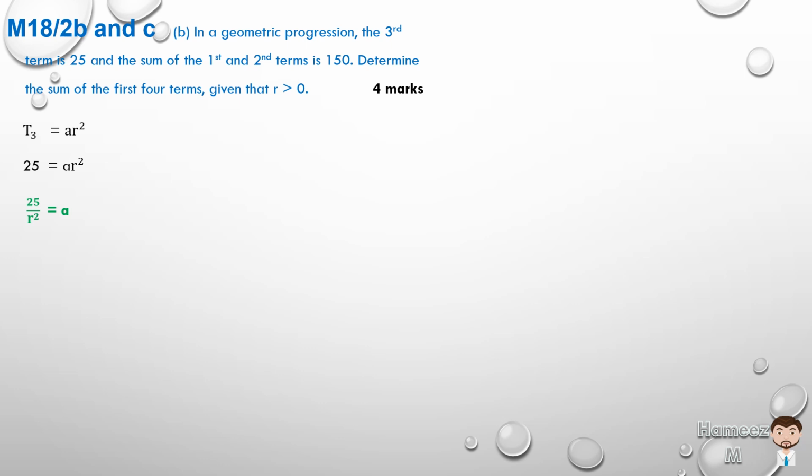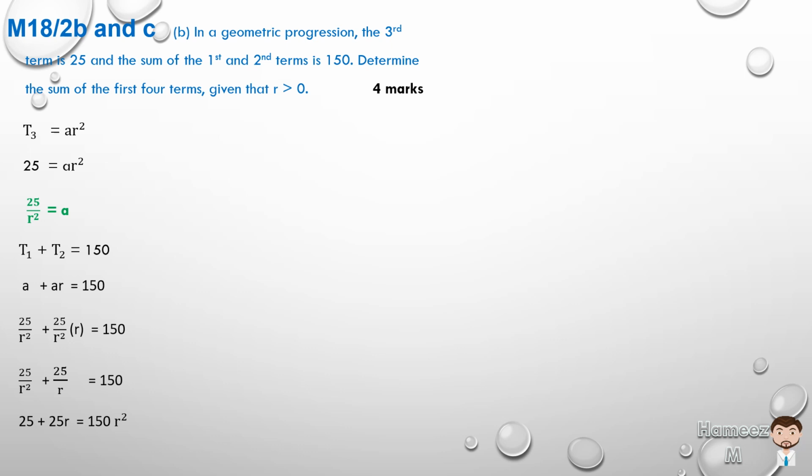We also know that the first term plus the second term, T1 plus T2, is equal to 150. T1 is a, T2 is ar, a times r, is equal to 150. And we can substitute for a, so that will be 25 on r squared plus 25 on r squared times r, which is equal to 150. So that gives us 25 on r squared plus 25 on r is equal to 150. And the easiest way to solve, we can multiply throughout by r squared. So that's going to give us 25 plus 25r is equal to 150r squared. Remember, we multiplied each of the terms by r squared, on the left and the right.